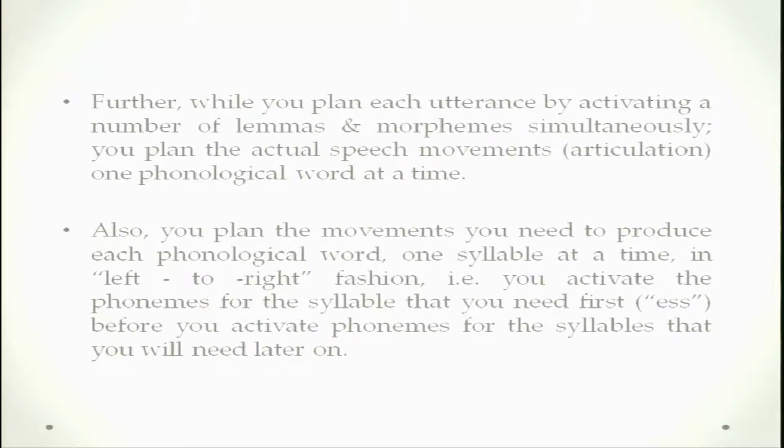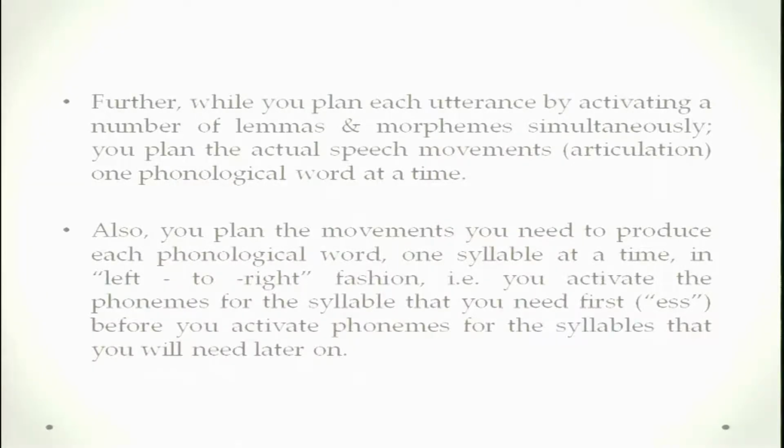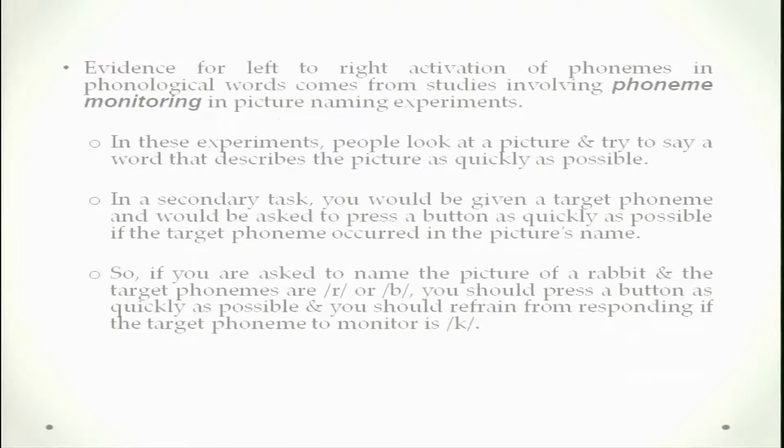Suppose you have escort us ready, you will not activate us first and cort later and then s. It has to be sequentially in a left to right fashion, because as soon as this is activated, you have to do the articulation in the same order as well. Remember, speech is something that is unfolding in time and is happening sequentially. So you activate the phonemes for the syllables that come first. You will activate s first, then you activate cort, and then you activate tus. So this is how this process will move further.